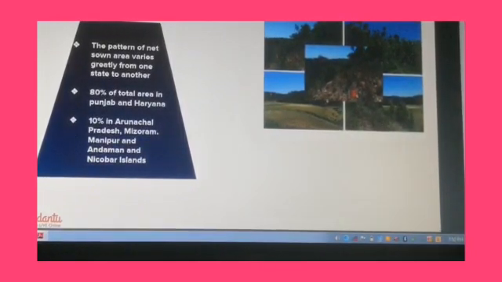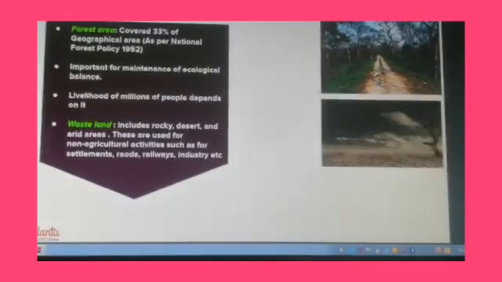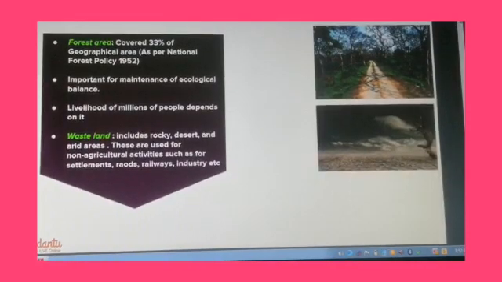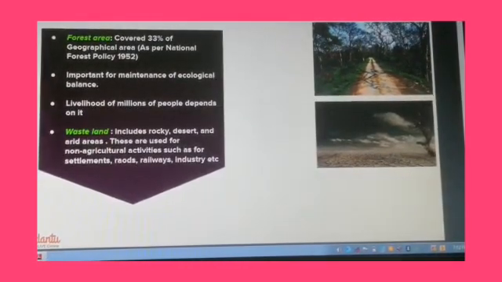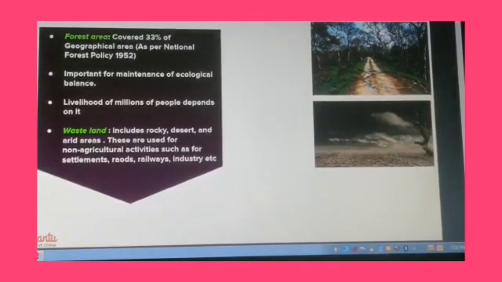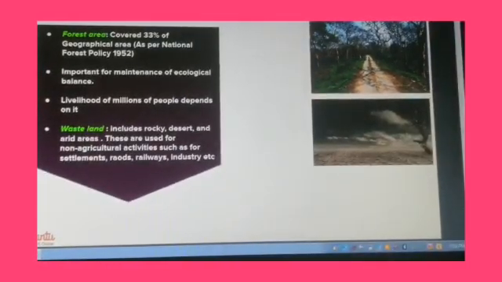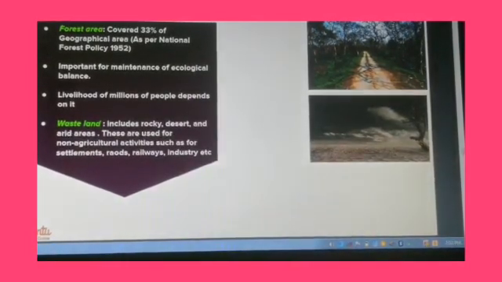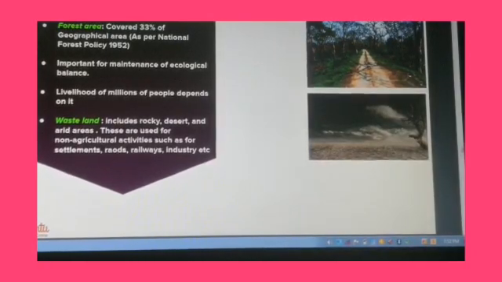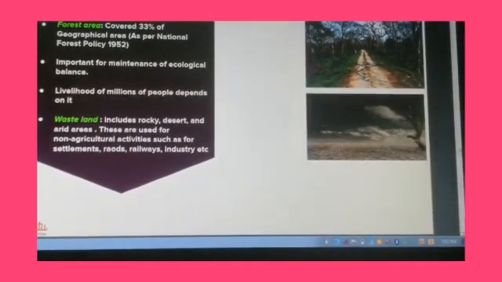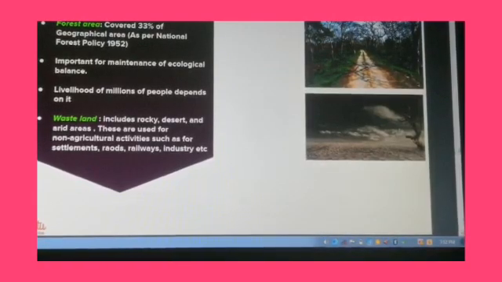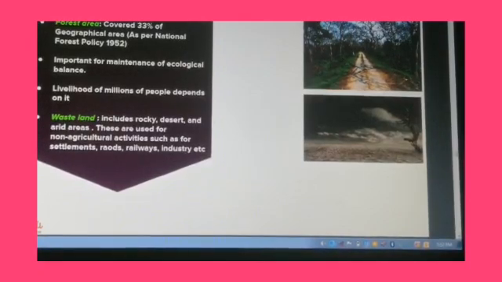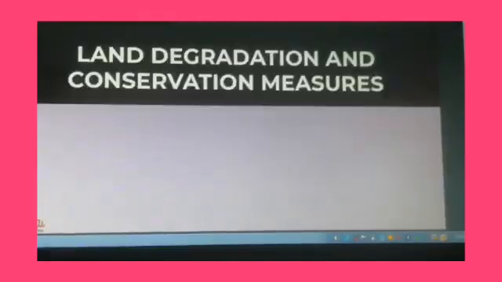As per the National Forest Policy of 1952, forest must cover 33% of the area, but in India we do not have 33% forest area. Why do we need 33% of forest area? It is important for the maintenance of ecological balance. The livelihood of millions of people depends on it. Many millions of people depend on the forest or the land resources here.